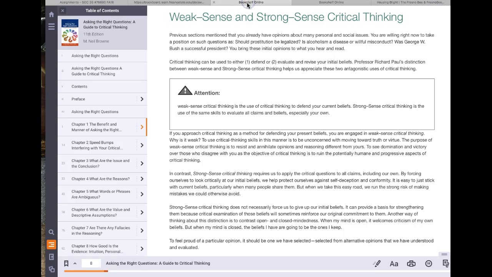One of the things that you're going to read about this week in Asking the Right Questions is weak sense versus strong sense critical thinking. This is one of the skills that you are developing that you're going to apply to the other material. With weak sense, you're using critical thinking in order to defend your currently held beliefs. On the other hand, strong sense critical thinking is when you use the skills to evaluate the claims and beliefs, especially your own.